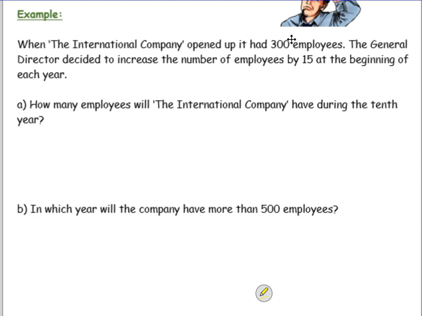So the nth term happens to be, according to this question, the total number of employees, and it's changing by 15 per year at the beginning of each year.